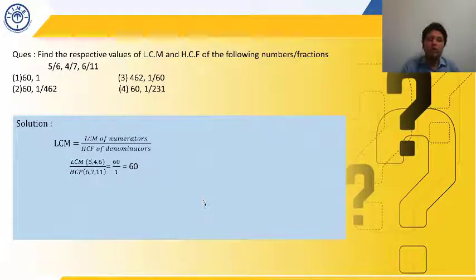And the denominators here are 6, 7 and 11, and nothing is common between 6, 7 and 11. So the HCF is equal to 1. So the HCF of 6, 7, 11 is 1 and the LCM of 5, 4, 6 is 60. So 60 upon 1, the answer turns out to be 60.